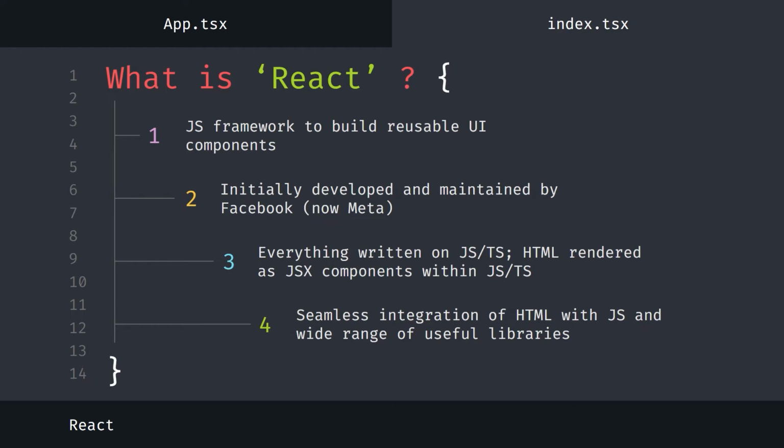Normally, front end will write HTML and CSS, right? We need HTML and CSS. But for React, we can write the HTML, CSS, and JavaScript all within JavaScript itself. With this, it provides a seamless integration of HTML with JavaScript and a wide range of useful libraries that we can use within JavaScript.